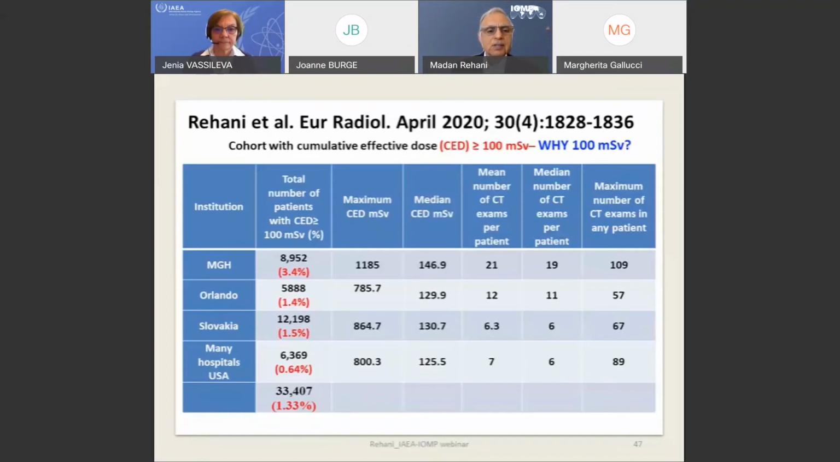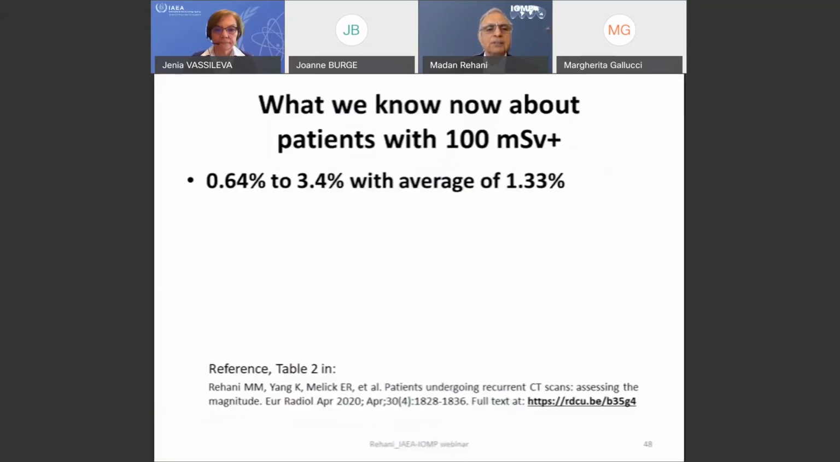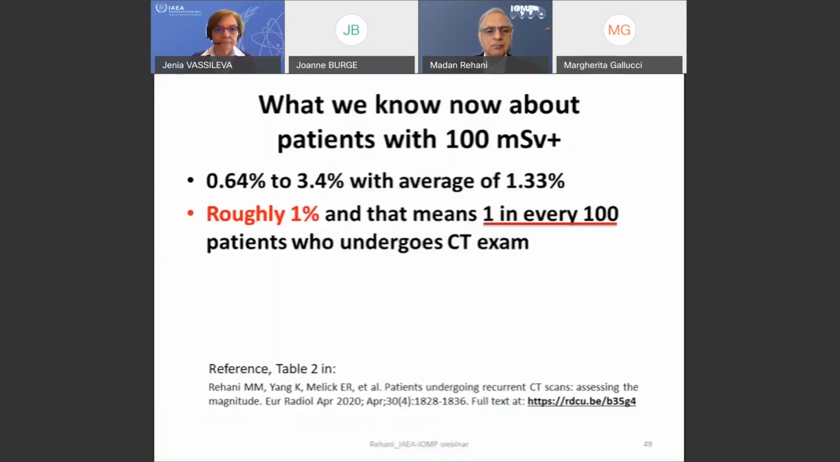Other hospitals showed 1.4%, 1.5%, 0.64%. If we take the overall average value, it is 1.33%. So we had a question a few minutes before: how many? It becomes practically 1 out of every 100 patients. Roughly 1 out of every 100 patients who undergo a CT scan is having this.